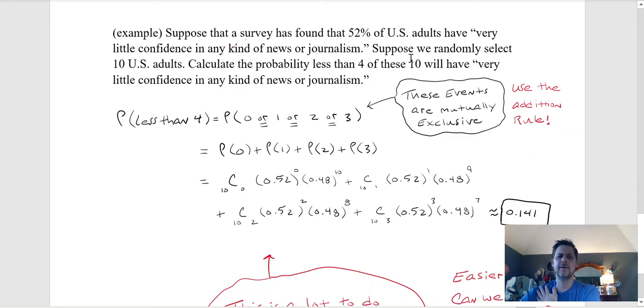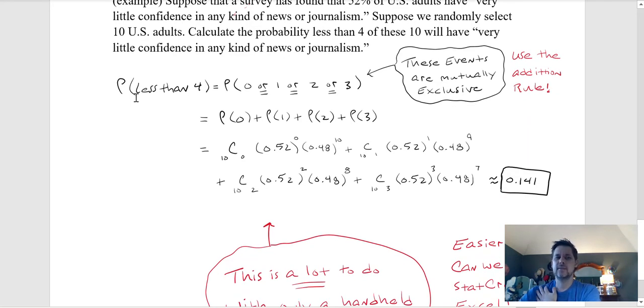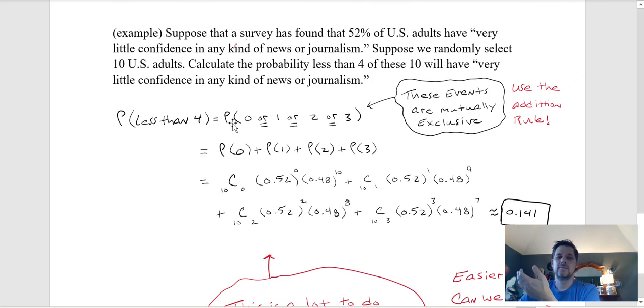Well, what would that mean? The probability that I take 10 and less than 4 have very little confidence in any kind of news. They could have that in different ways. It could be that none of them felt that way, or one of them felt that way, or 2 of them, or 3 of them. Isn't that every way that we can encompass the event that less than 4 of the 10 have very little confidence in any kind of news? It could be 0, that would qualify. Could be 1, could be 2, could be 3 out of 10.